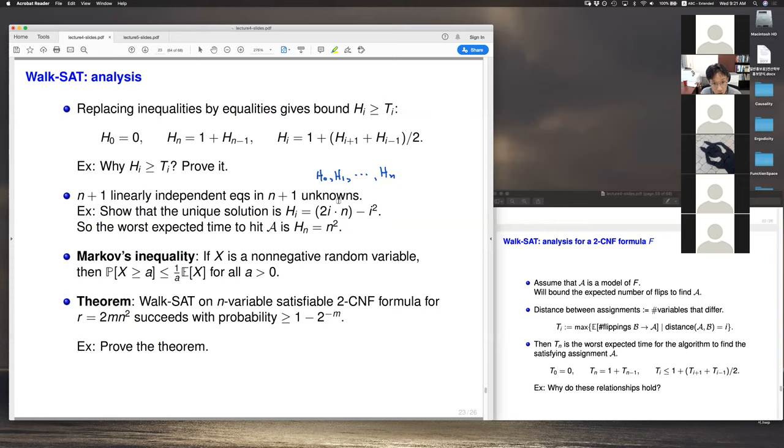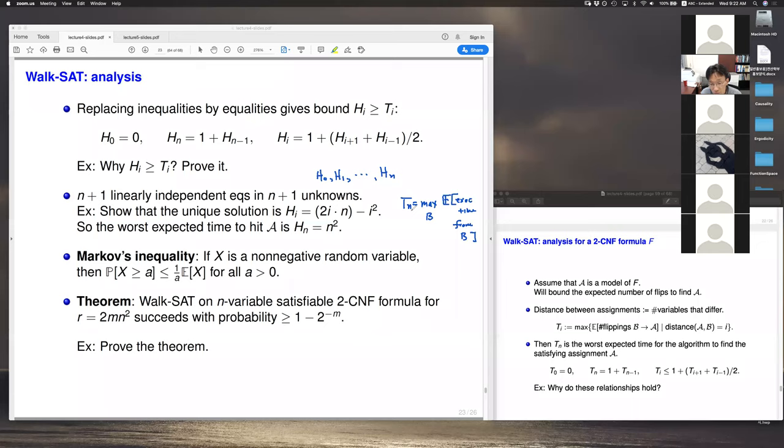Now, if you remember, we said this TN is a worst case execution time. It's a maximum expected execution time of the algorithm from any assignment B, okay? So B can be anything, because Tn is larger than Tn minus one and so on.